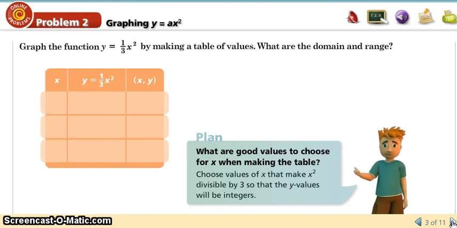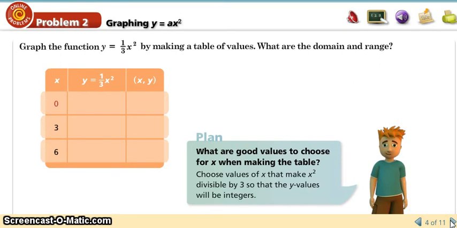Choose values of x that make x squared divisible by 3, so that the y values will be integers. When you are multiplying by 1/3, 1/3 times x squared, it's the same thing as taking x squared and dividing by 3. Okay, the 3 is the denominator. You're dividing by 3. So whatever number you have on top after you square x, if it's divisible by 3, you're going to get an integer. You're not going to have to deal with all the fractions and decimals. So that's why you always want to think what is going to make this table easy to create the values and then plot and graph those.